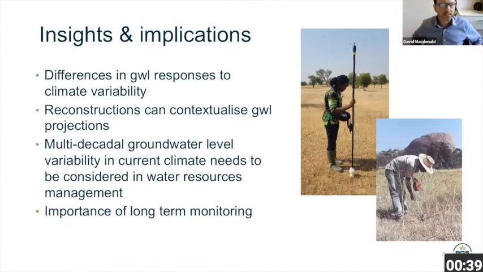So finally, just in terms of insights and implications, we are seeing differences in groundwater level responses due to climate variability, but also due to hydrogeology. And what we see is that potentially reconstructions show us that the responses that we've seen in groundwater levels due to these multi-decadal climate variabilities over past many decades may actually be relatively small in comparison.